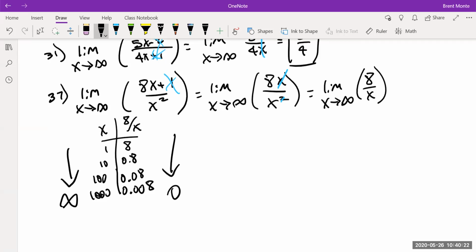It's getting smaller and smaller. That's what's going to happen anytime the power on the bottom is bigger. It means the bottom is going to grow faster, which means the fraction shrinks down to 0.